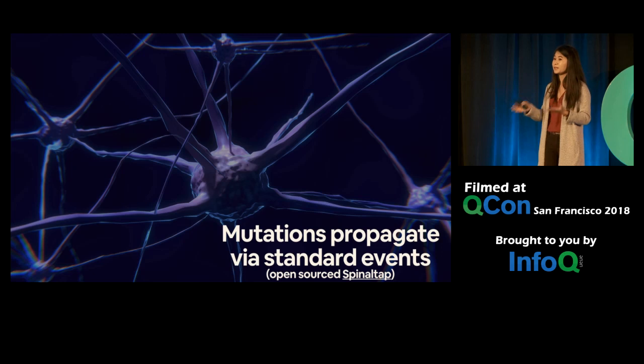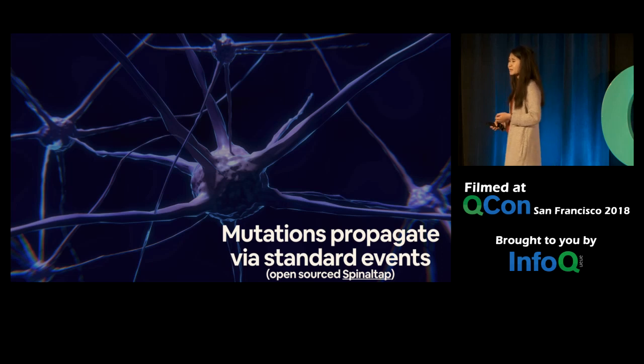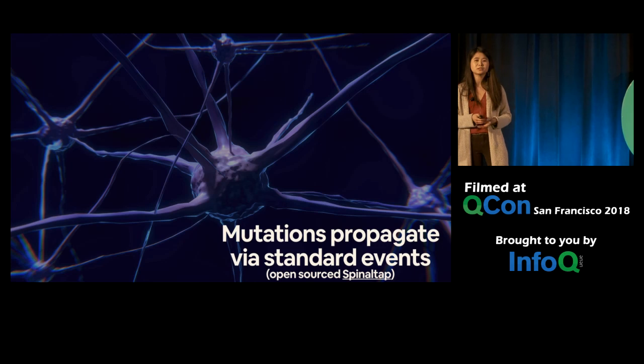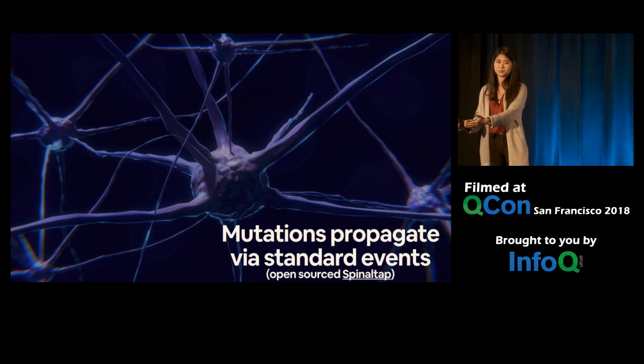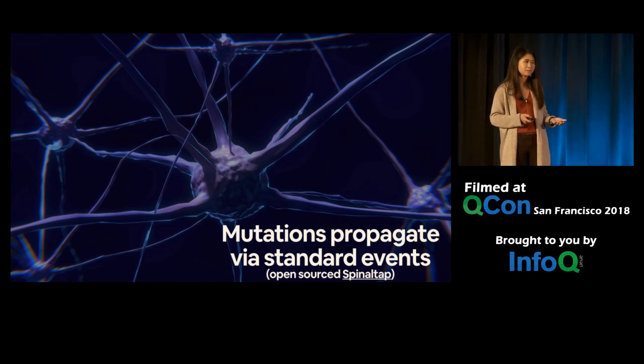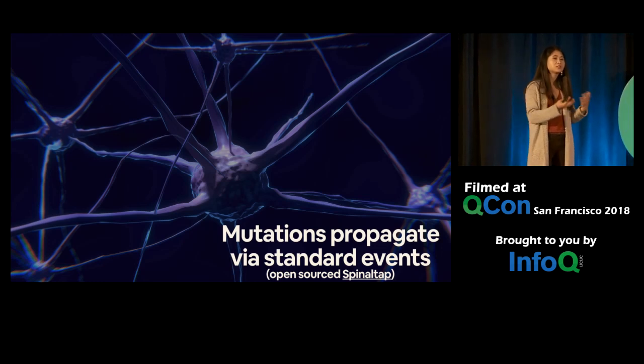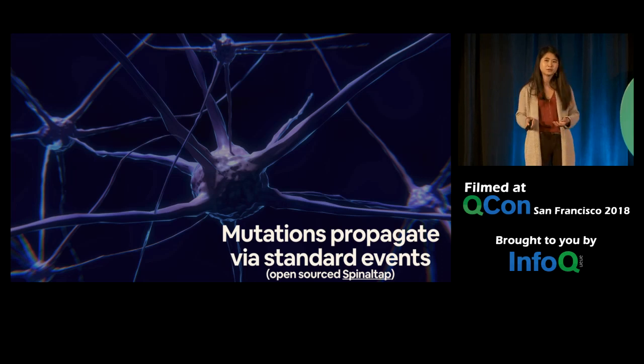Instead, we developed Spinal Tap, which is open source by Airbnb. Spinal Tap is a change data capture service. It listens to various changes on databases and then publishes them to a standard queue. In our case, we use Kafka. Other services can then listen for the standard event, consume it, and react accordingly, such as applying business logic or modifying their own data.